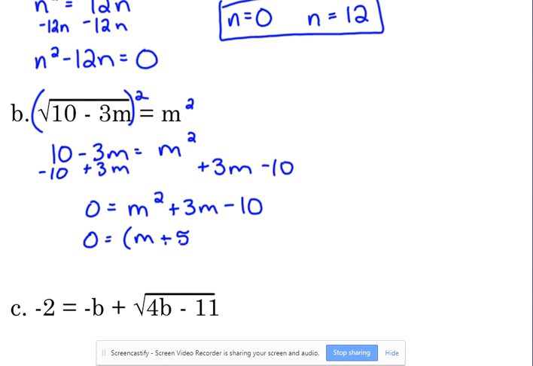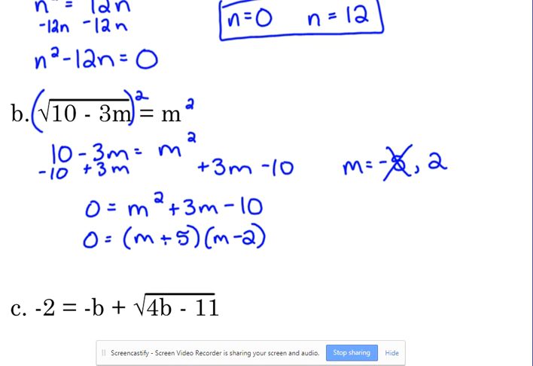So when you factor this, it's m plus 5 times m minus 2. So that means we get negative 5 and positive 2 as answers. When we plug in negative 5, we get 10 plus 15, which is 25. The square root of 25 is 5, but this says that it's equal to negative 5. So we've got to throw out the solution of negative 5.